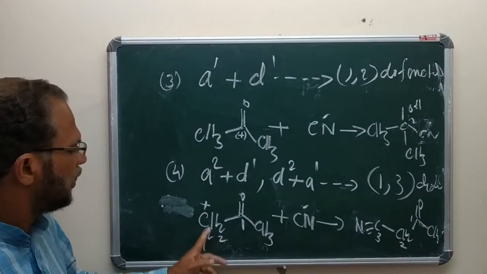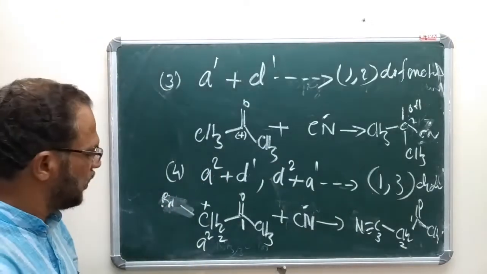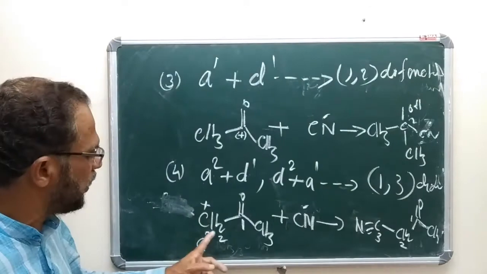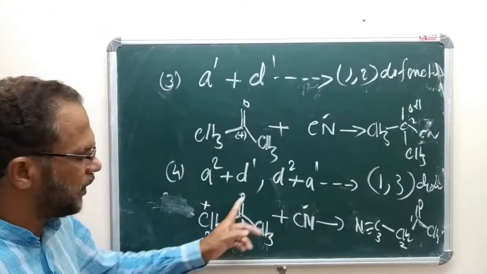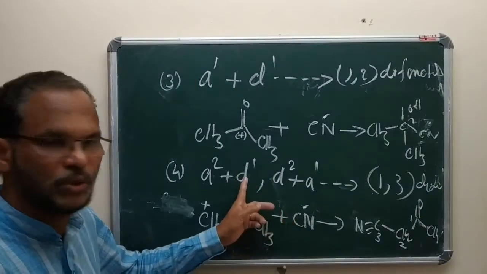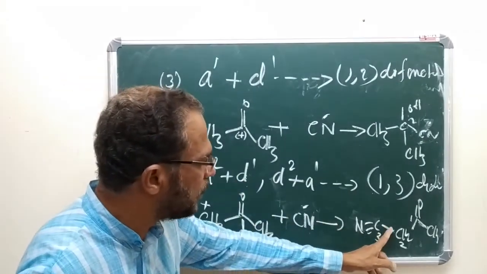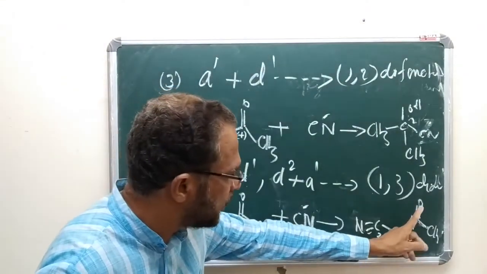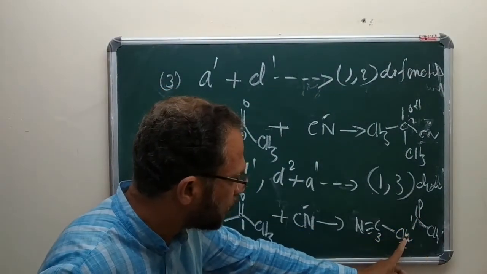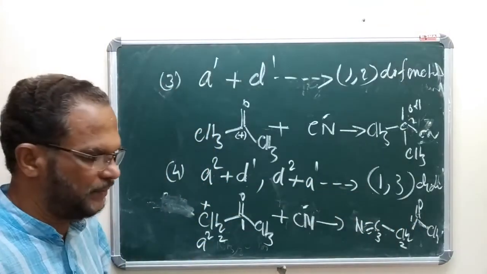For example, say bromoacetone, you take bromoacetone, this produces an A2 synthon, then you take potassium cyanide, which produces the D1 synthon, then on combination, you will get this compound, that is carbon number 1, carbon number 2, carbon number 3. This is 1,3 difunctional one.